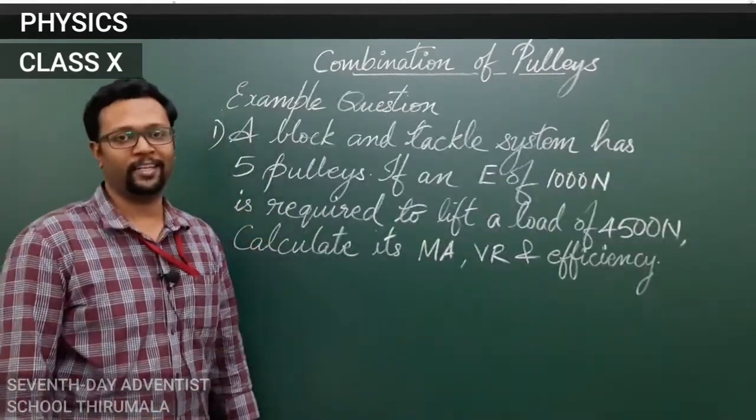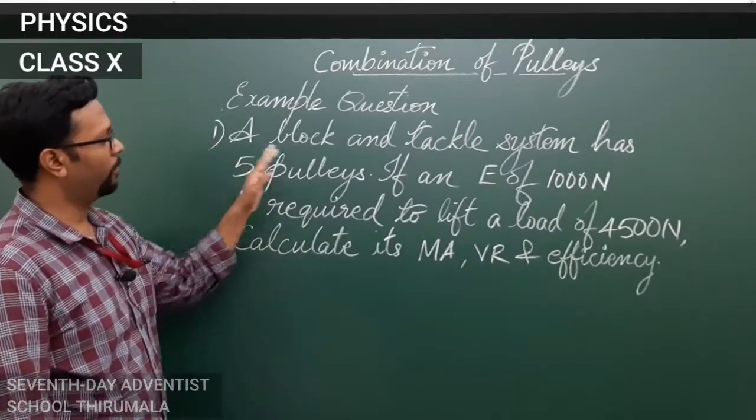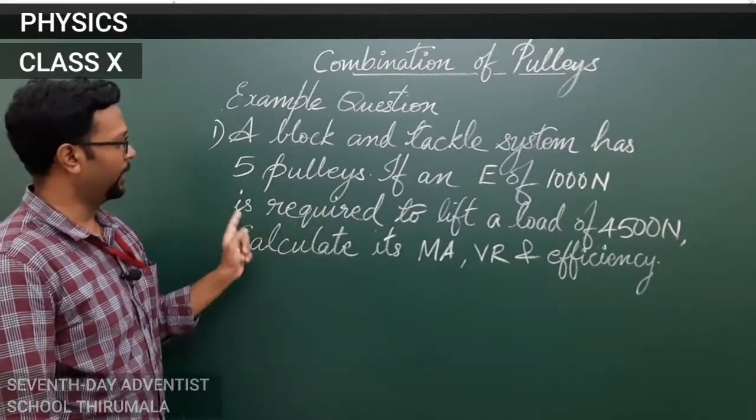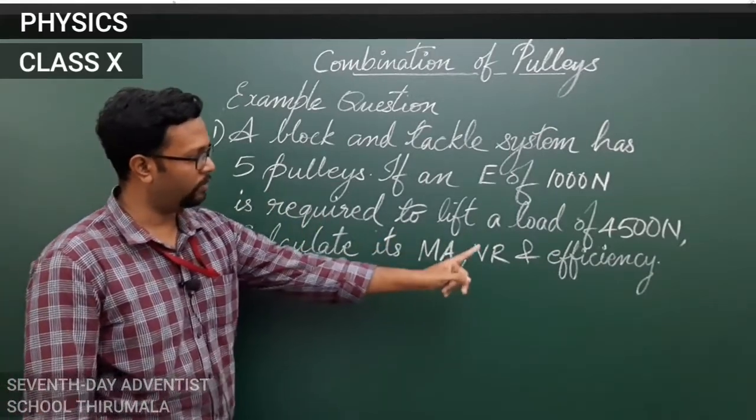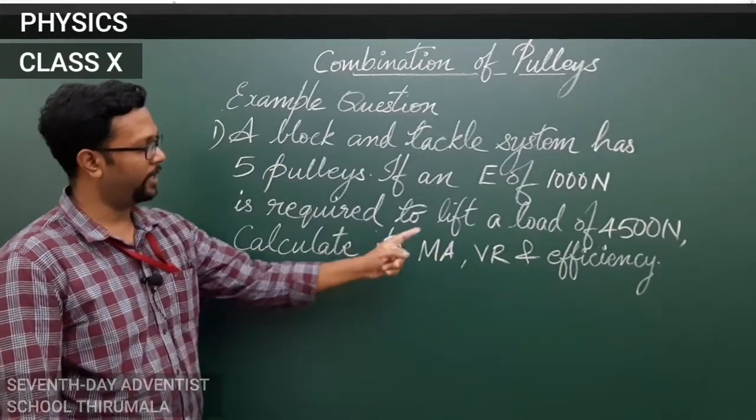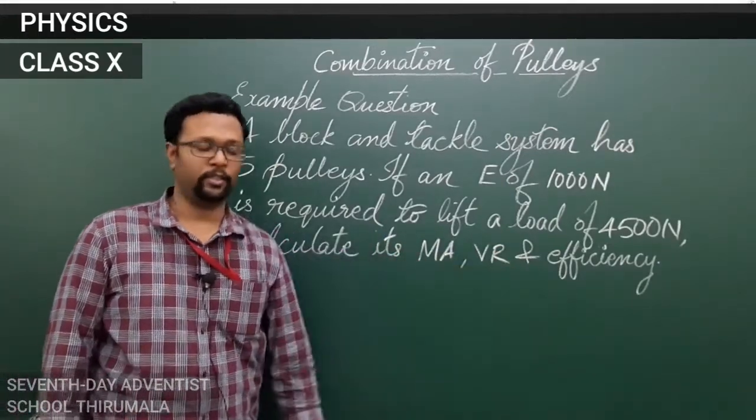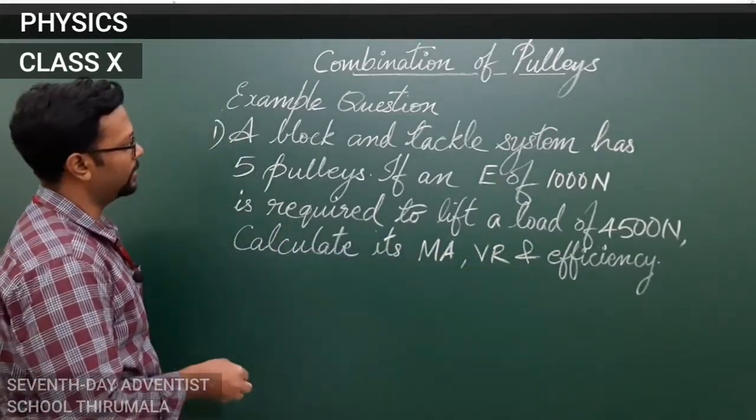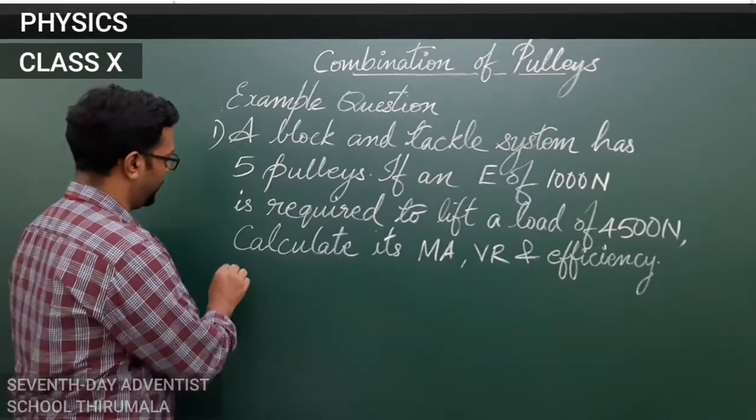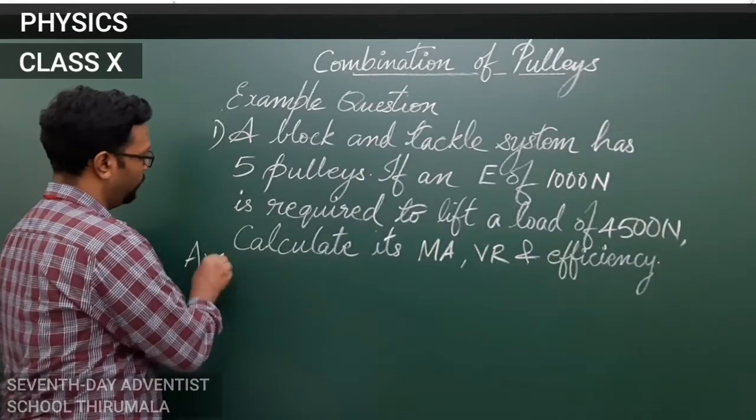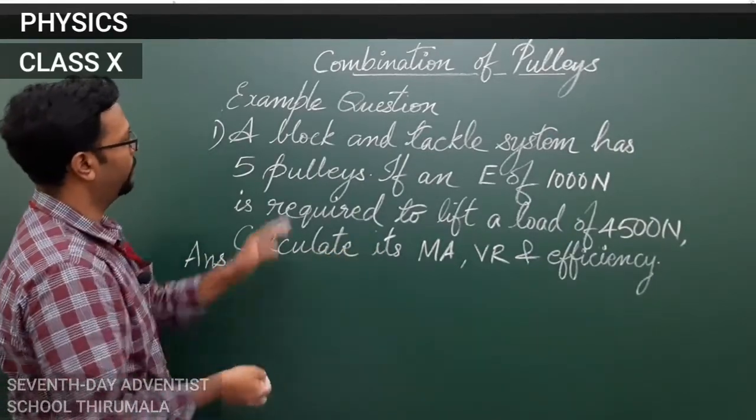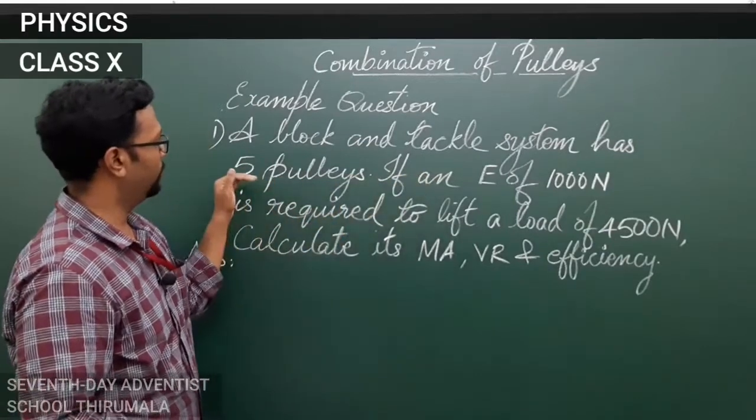Okay students, here is an example question for you. A block and tackle system has 5 pulleys. If an effort of 1000 Newton is required to lift a load of 4500 Newton, calculate its mechanical advantage, velocity ratio and efficiency. So how can we calculate mechanical advantage? For calculating mechanical advantage, we need to know load and effort. What is the load here? A block and tackle system has 5 pulleys.